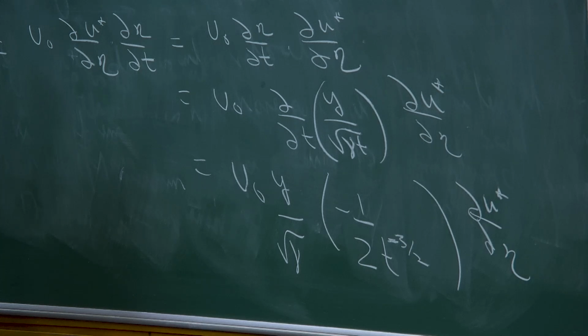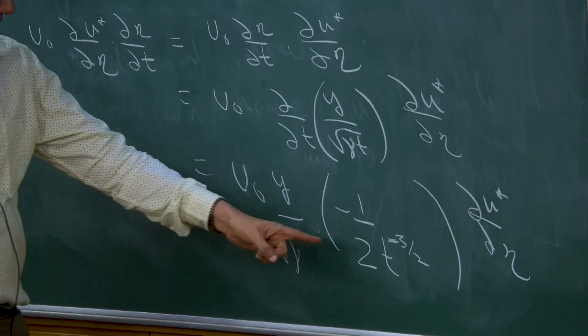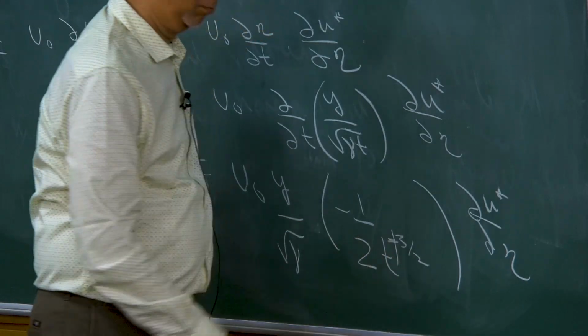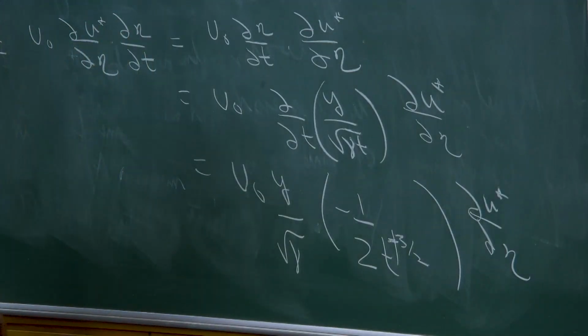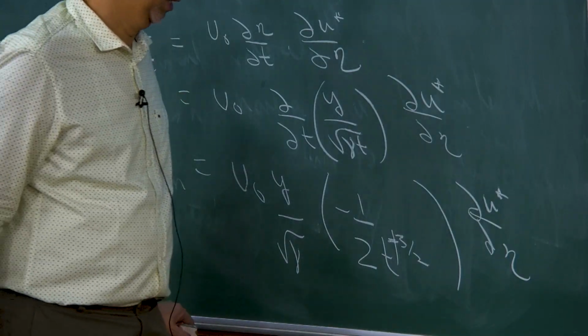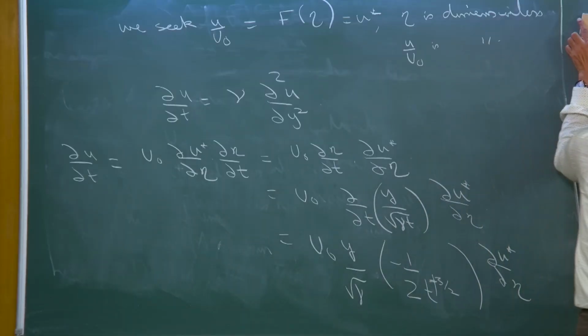I don't think it's right. Yeah. Yeah, I did too many things. The numerator is minus.